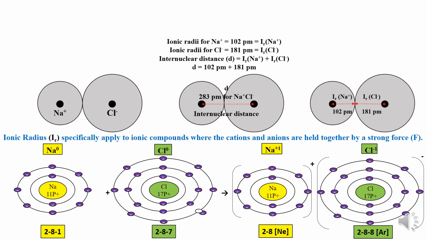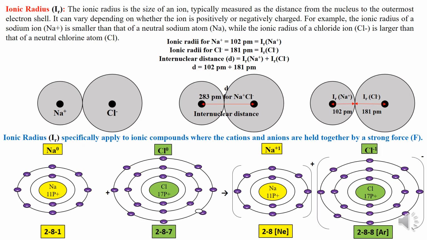You should know the internuclear distance and the ionic radii of either the cation or the anion. If you know the ionic radius of the cation, you can always calculate the ionic radius of the anion, and if you know the ionic radius of the anion, you can always calculate the ionic radius of the cation, provided you know the internuclear distance. The ionic radius is the size of an ion, typically measured as the distance from the nucleus to the outermost electron shell.